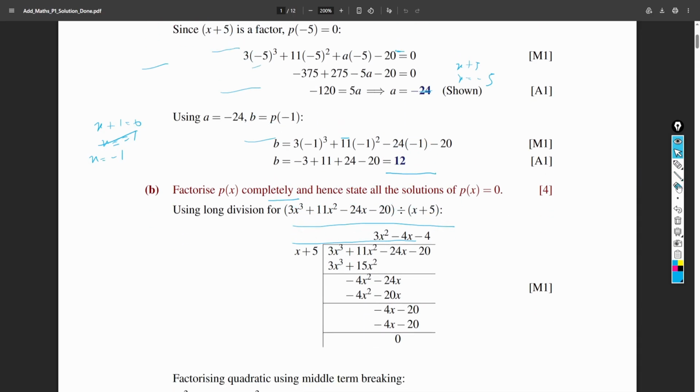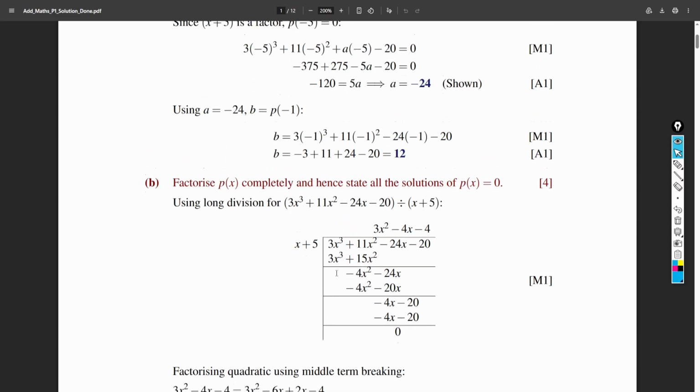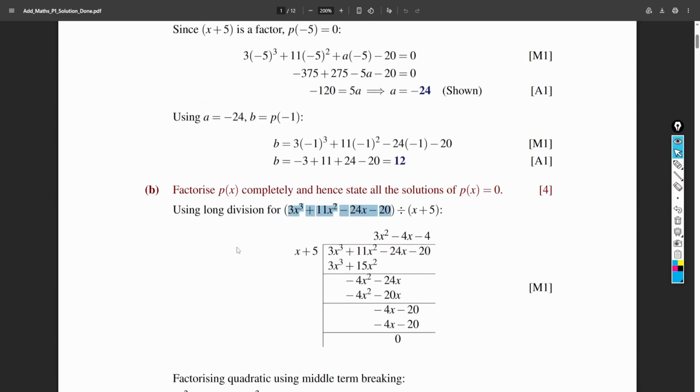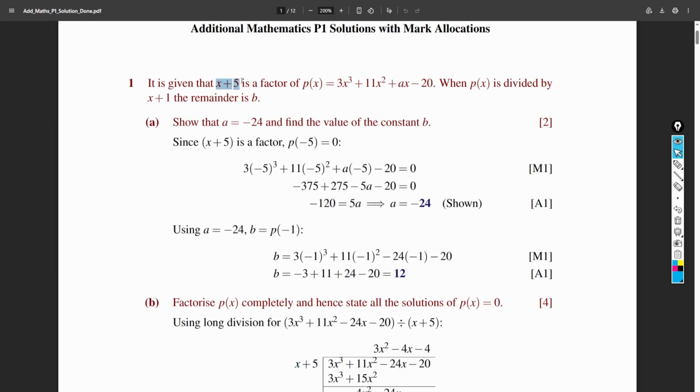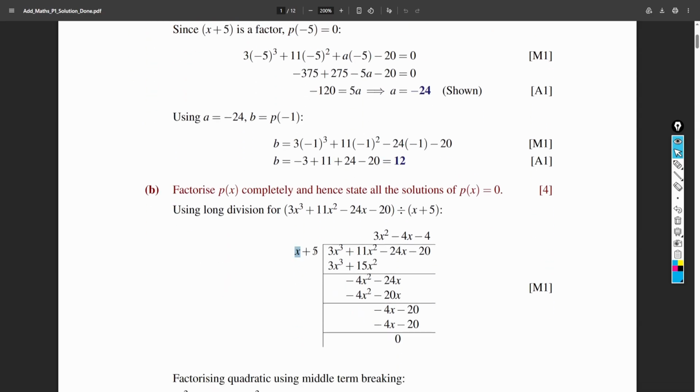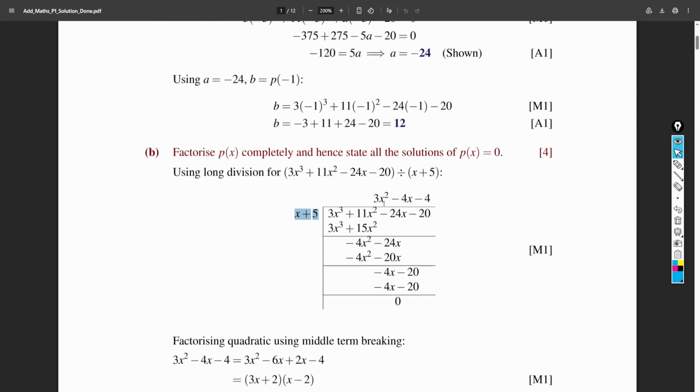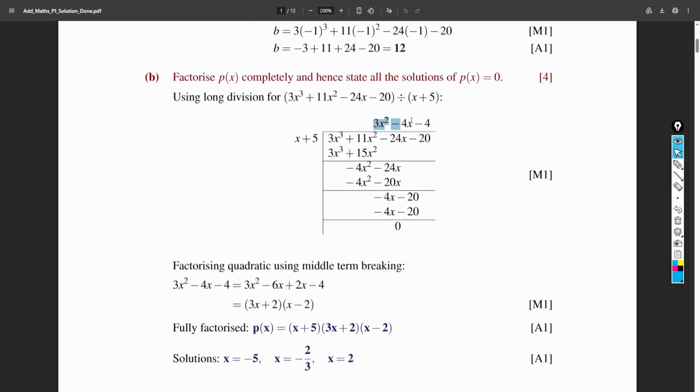Then we are asked to factorize p of x completely and hence state all solutions of p of x equals 0. To factorize this completely, first we don't know how to factorize a cubic expression, right? So that's why we first divide it by the factor we know. We know that x plus 5 is a factor from the first part. So we divide the expression by x plus 5, and then we get this as the quotient and a remainder of 0.